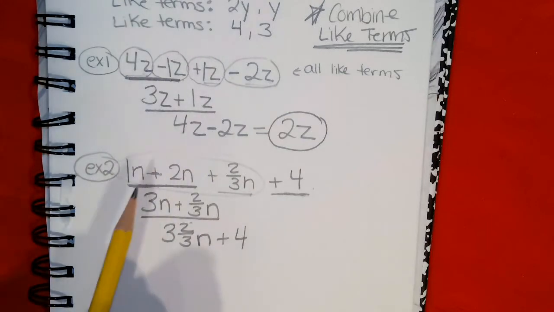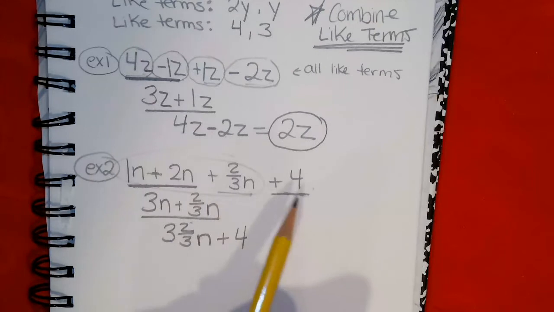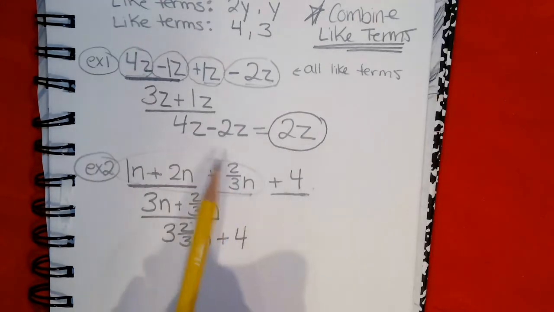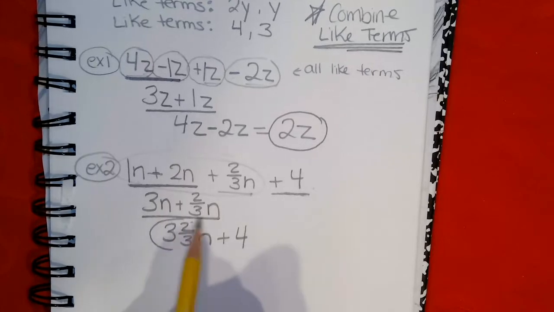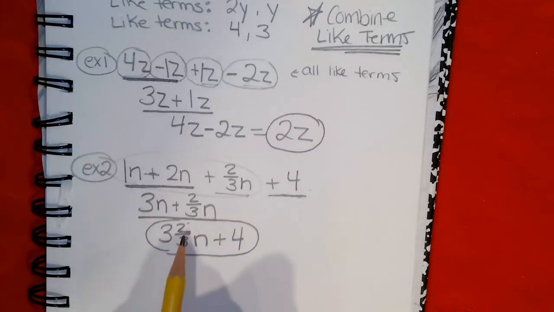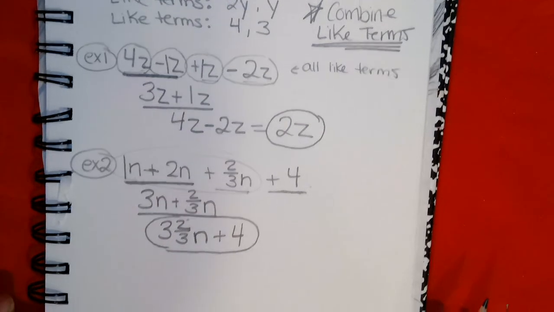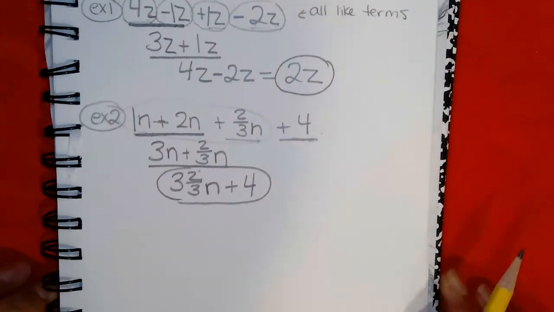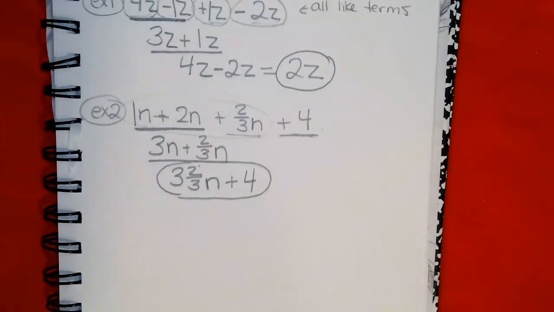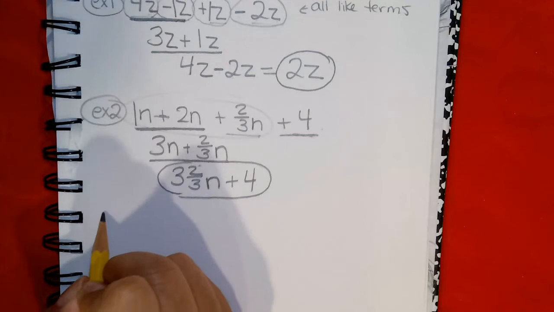So when I simplified this expression, 1n plus 2n plus 2/3 n plus 4, I combine all the like terms, and my simplified expression is 3 2/3 n plus 4. Okay, so that's how we do it with fractions. If we have a decimal, okay, so I'm going to show you another one.